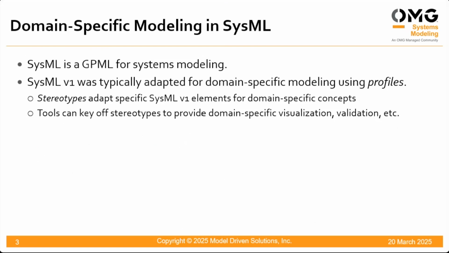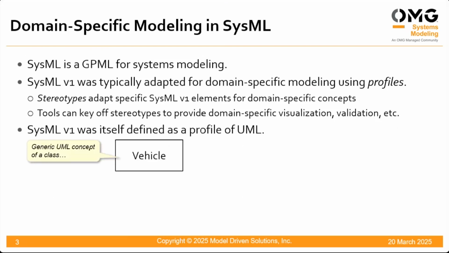make it act more like a domain-specific modeling language. And as I said, this is kind of relative because we know SysML v1 was itself defined as a profile of UML. And so very trivially, you could define a vehicle as a generic UML class, but in v1, we tag that with a stereotype and it's a block.